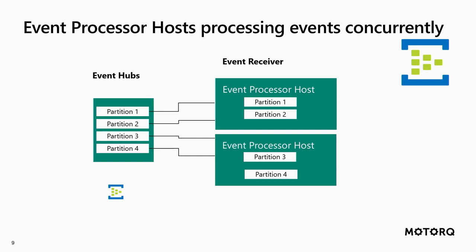In case one of the instances dies, the other will take care of processing data from all the partitions. And if you think you need to add more instances to support the throughput, you can run another instance and it will automatically share the load.